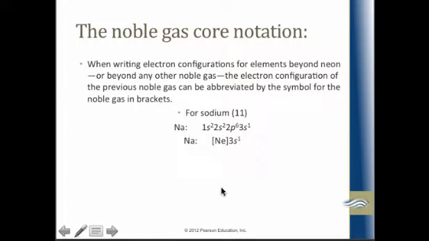The shorthand notation that I showed you for rubidium, here it is for sodium. Here's the drawn out electron configuration for sodium, 1s2, 2s2, 2p6, 3s1. Or you could say sodium looks exactly like neon with a 3s1 added on.